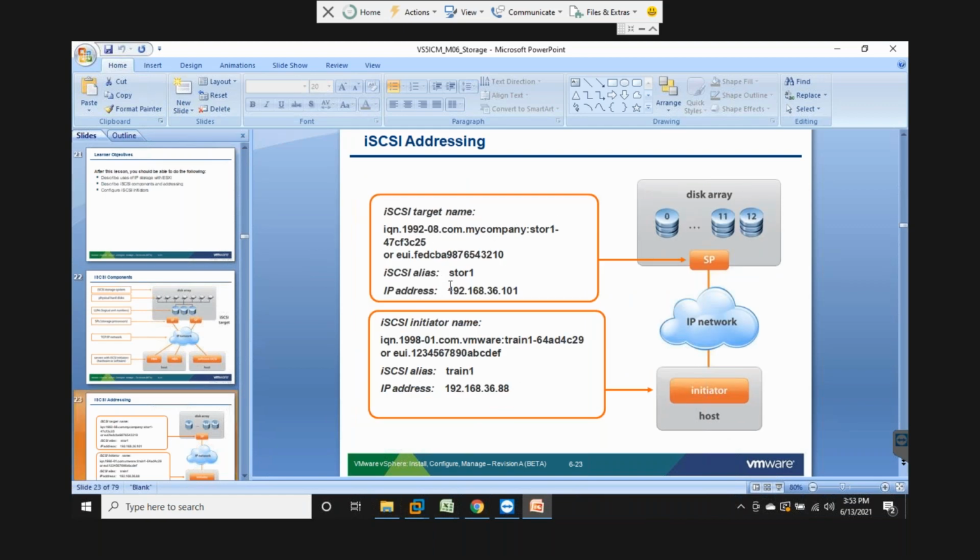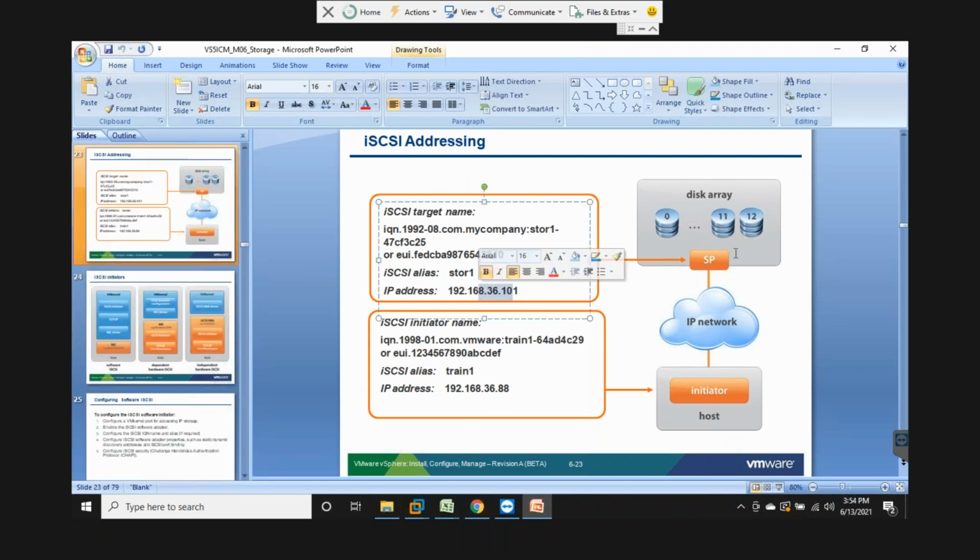As I told, iSCSI uses IP addresses, so we should know the IP address of our target as well as the initiator. Okay, and there is also an ID attached to uniquely identify those devices. So the target also has its ID, like an IQN number. The initiator also has its own IQN number.